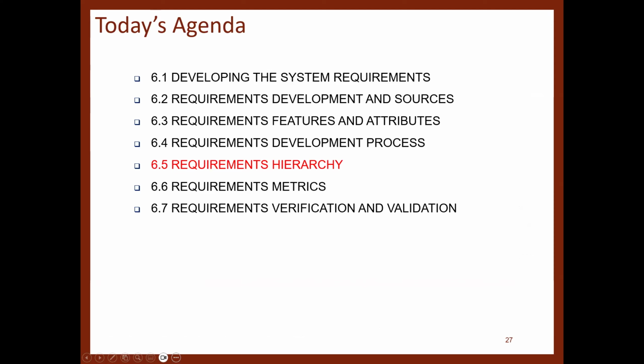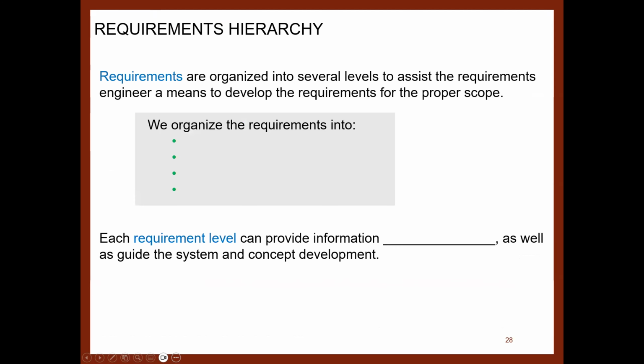Okay, so now we're moving into the hierarchy of requirements. These requirements are organized into several levels to assist the requirements engineer and as a means to develop the requirements for the proper scope. So we organize the requirements into operational, system, performance, and components. Each requirement level can provide information to different users as well as guide the system and concept development.